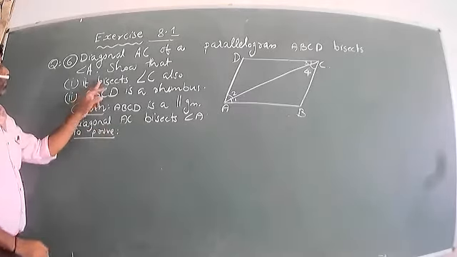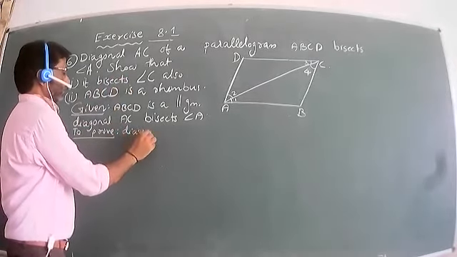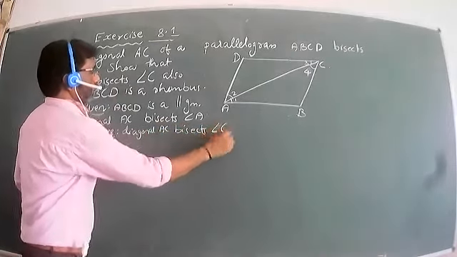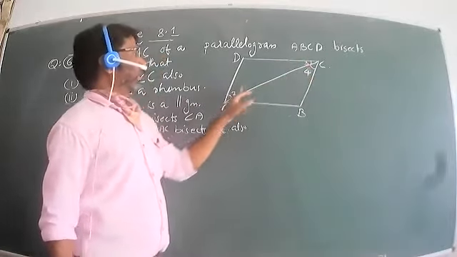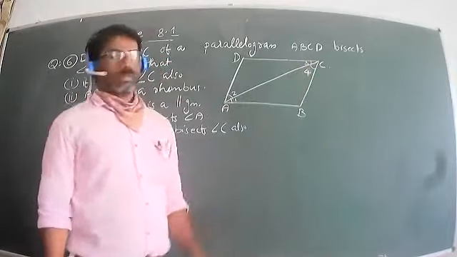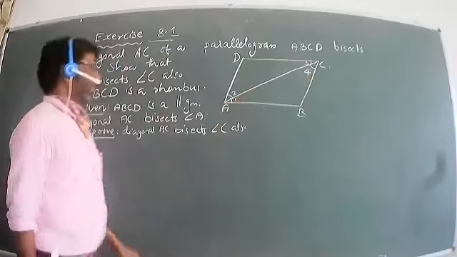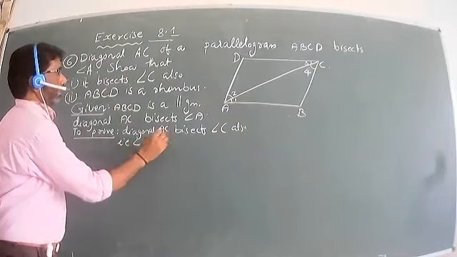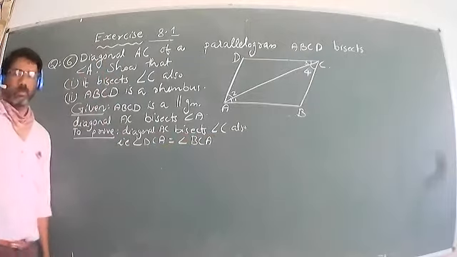we have to prove diagonal AC bisects angle C also. It bisects angle C also means these two angles are equal. I have marked these angles as 1, 2, 3, 4. You have to prove that angle 3 equal to angle 4. Or we have to prove angle DCA equal to angle BCA. That thing you have to prove.